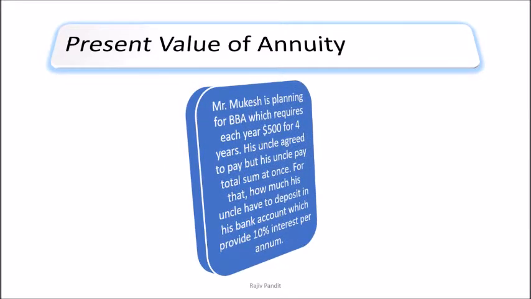Let's turn to the present value of annuity. Mr. Mukesh is planning for a BBA which requires $500 each year for 4 years. His uncle agreed to pay, but his uncle pays the total sum at once. For that, how much does his uncle have to deposit in a bank account which provides 10% interest per annum?